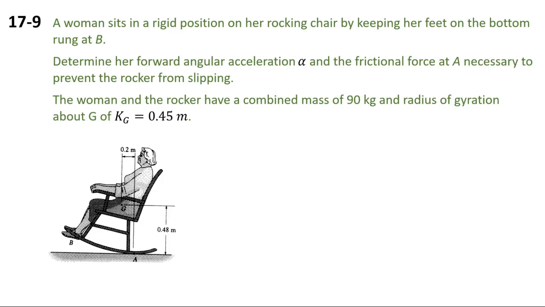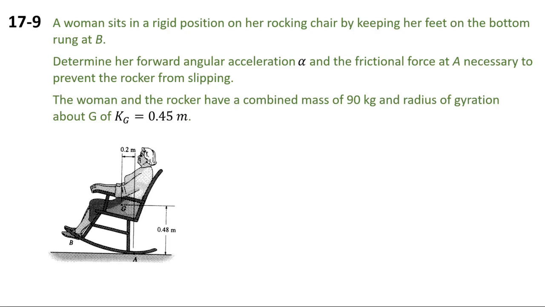The woman and the rocker have a combined mass of 90 kilograms and a radius of gyration about point G of 0.45 meters. As you remember, we can calculate the IG value for the chair and the lady by using this kG value squared multiplied by the mass. That's what we're going to do in the first step.